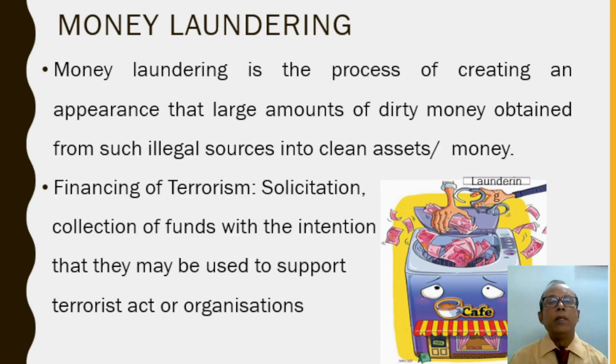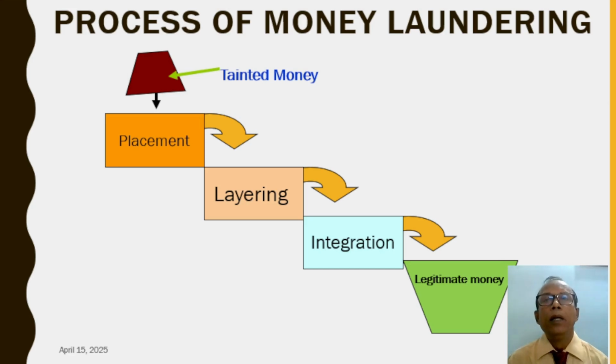Now, what is money laundering? Money laundering is the process of converting illegal or dirty money into legitimate or clean assets or money. Financing of terrorism is done through collection of funds to support a terrorist act or organization. Money laundering typically happens in three stages: placement, layering, and integration. Let us understand these one by one.